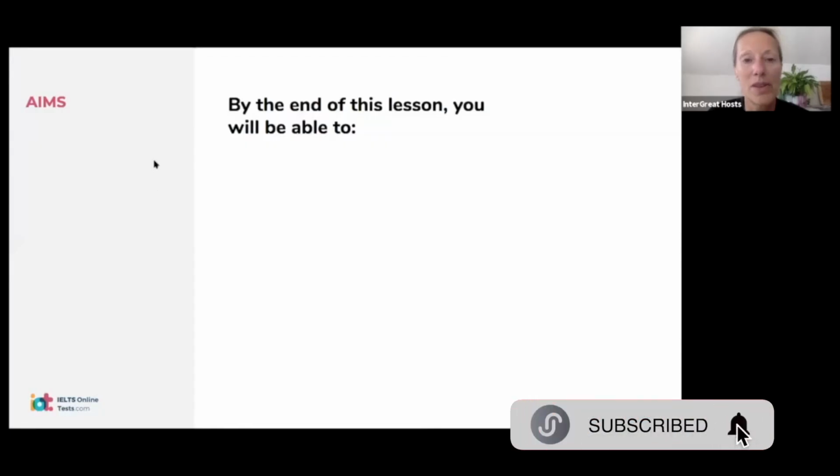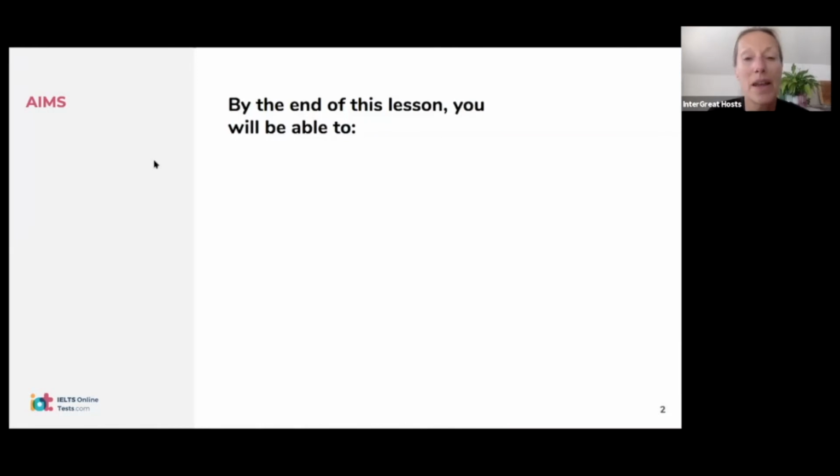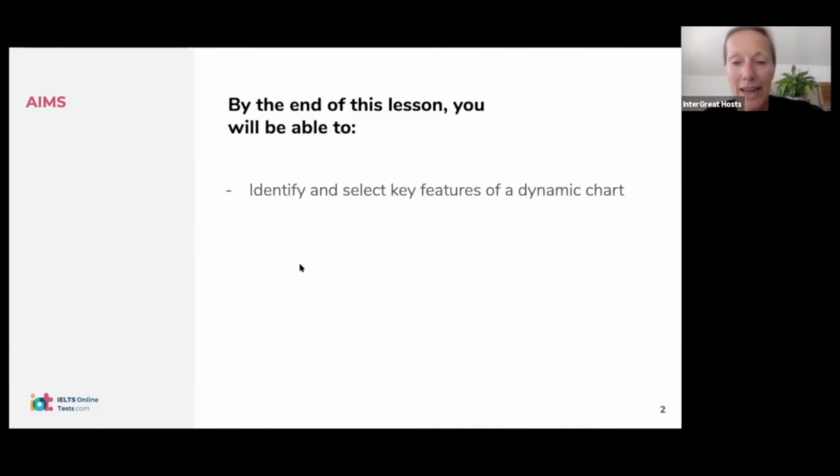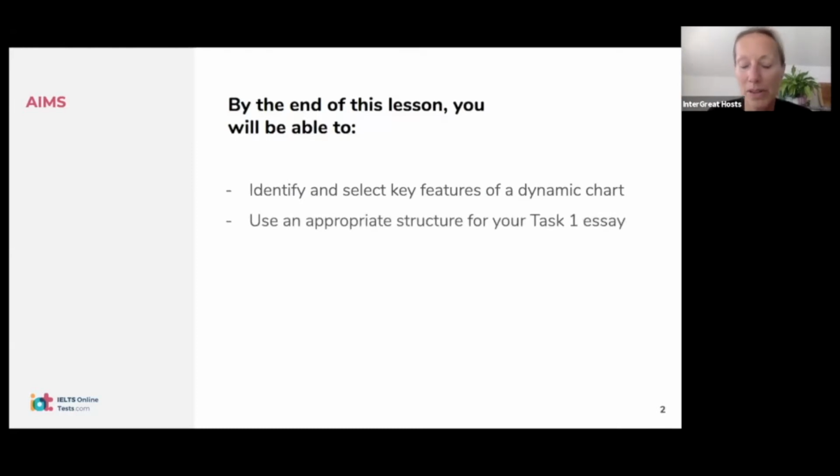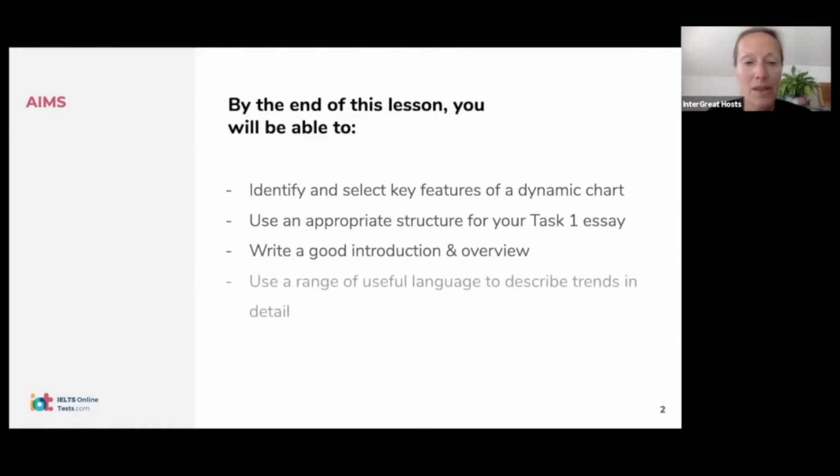So for those of you who are here for the first time, this is the normal structure, okay? By the end of this lesson, you'll be able to identify and select key features of a dynamic chart, use an appropriate structure for your task 1 essay, write a good introduction and overview, and use a range of useful language to describe trends in detail.